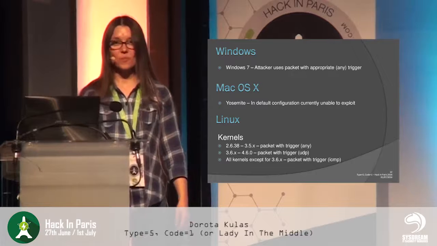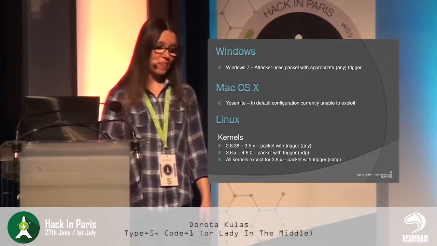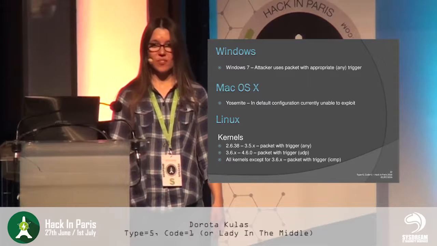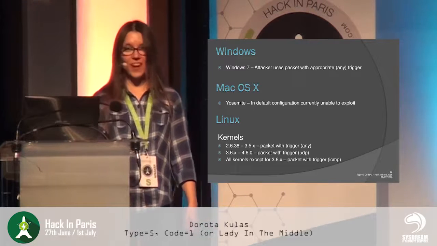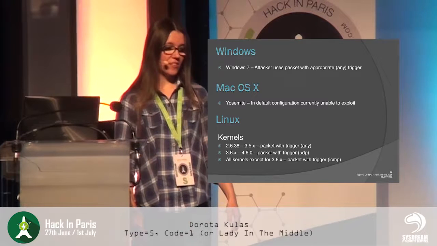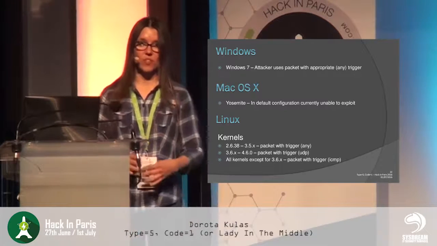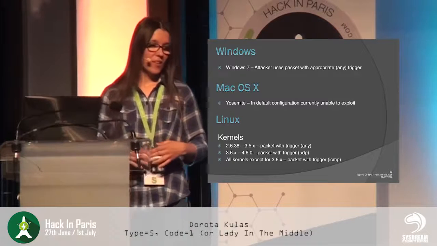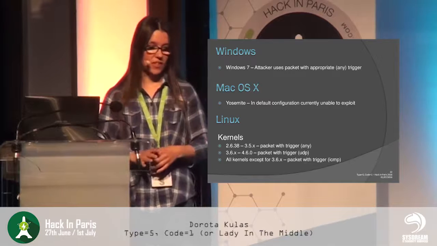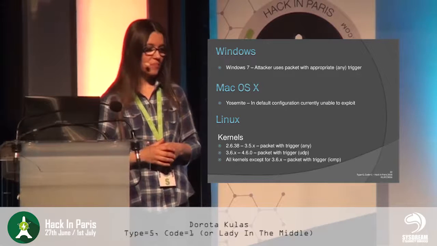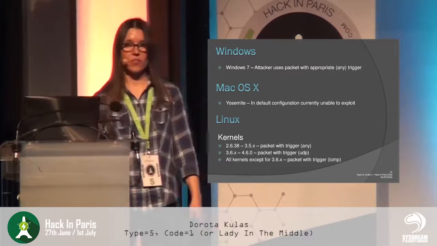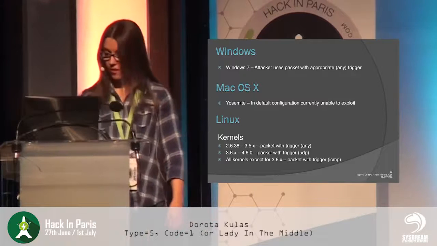For Linux, there was different behavior depending on the kernel. The most weird kernel was 3.6, and I don't know why, but the ICMP trigger wouldn't work there, and only UDP, based on some communication that was going on, was working. But in general, I suggest you just test it with the ICMP trigger, and it works. The last kernel I was testing on was 4.6.